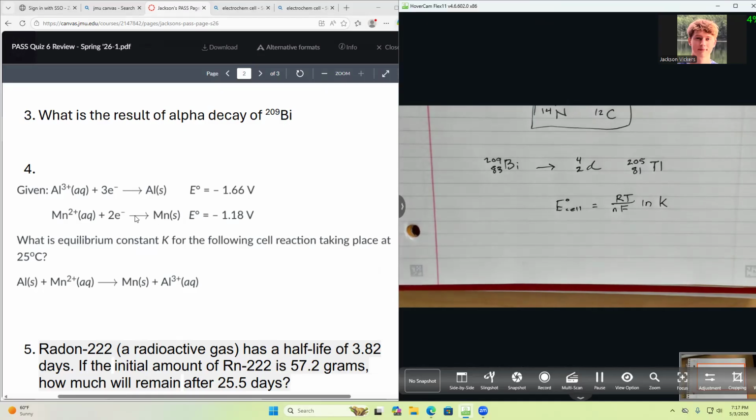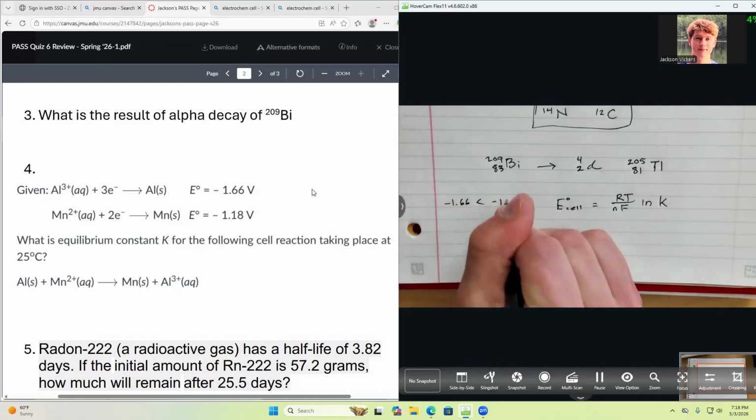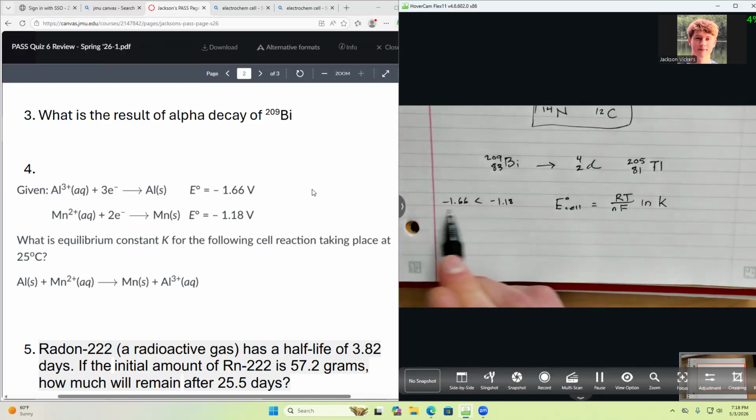Because again, these are both written as reductions. So we need to figure out what is actually going to be oxidized instead of reduced. And anyone have a guess of these two? Which one is going to be at the anode and is going to be oxidized instead? Top one. Yeah, I was kind of giving it away there. So the way we do this is we compare what is the more positive value. And the more positive value is the one that is better at being reduced. And that's actually what's going to stay reduced. So if we have negative 1.66, that's less than negative 1.18, meaning that this thing that is less than is actually going to get flipped and become the anode.